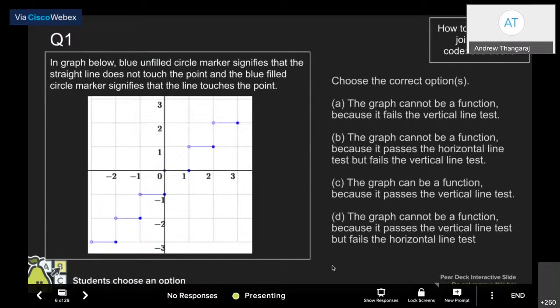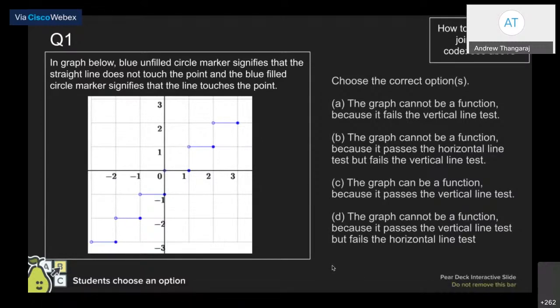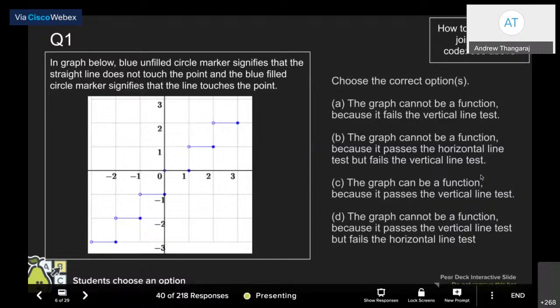Here's the first question. This is very similar to one of the questions in the graded assignment. You can go through and read it. A graph is given here. You should know how to read graphs. That's one of the most important skills you should have. The blue line is the graph, and there is an unfilled circle and a filled circle. The filled circle is a point on the graph. The unfilled circle is not a point on the graph; it doesn't touch. So this is given, and then you have 4 choices. On your joinpd screen, you should be able to pick.